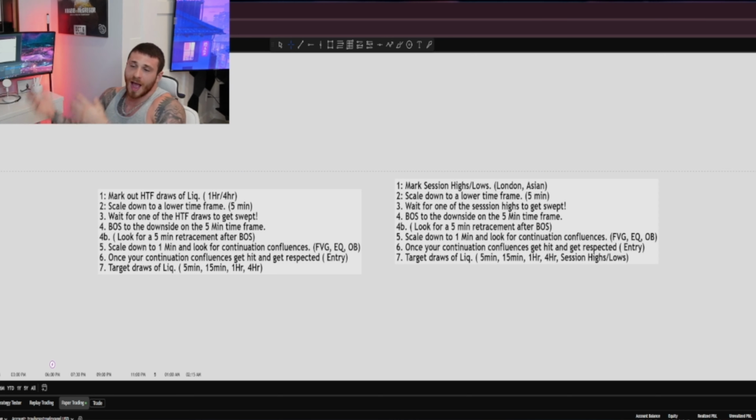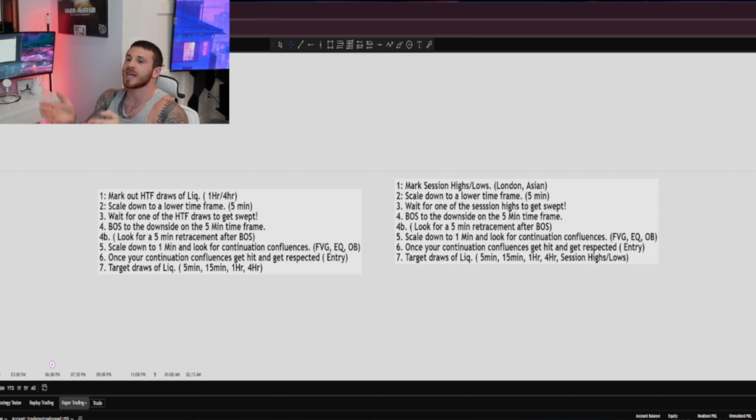So then, after that, we're in our entry. We'll target our draws and liquidity, like 5-minute, 15-minute, 1-hour, 4-hour, or session highs and lows. It matters what way you want the market to go and what draw and liquidity got swept. But again, this can be 2 strategies you can use in the markets that can help you consistently follow a plan over the long term.